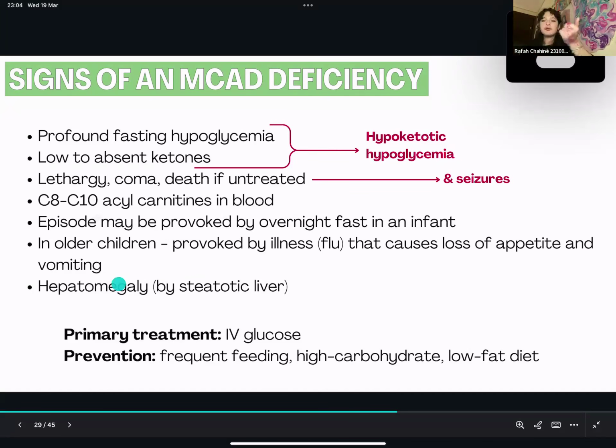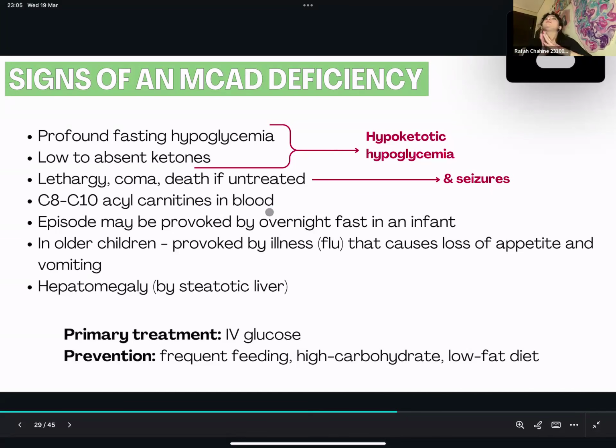These patients can also have lethargy, coma, and death if untreated, and seizures due to neuroglycopenia, which is a lack of sugar or glucose for the brain, which is its main source of energy, and an increased amount of C8 to C10 acyl carnitines in the blood.